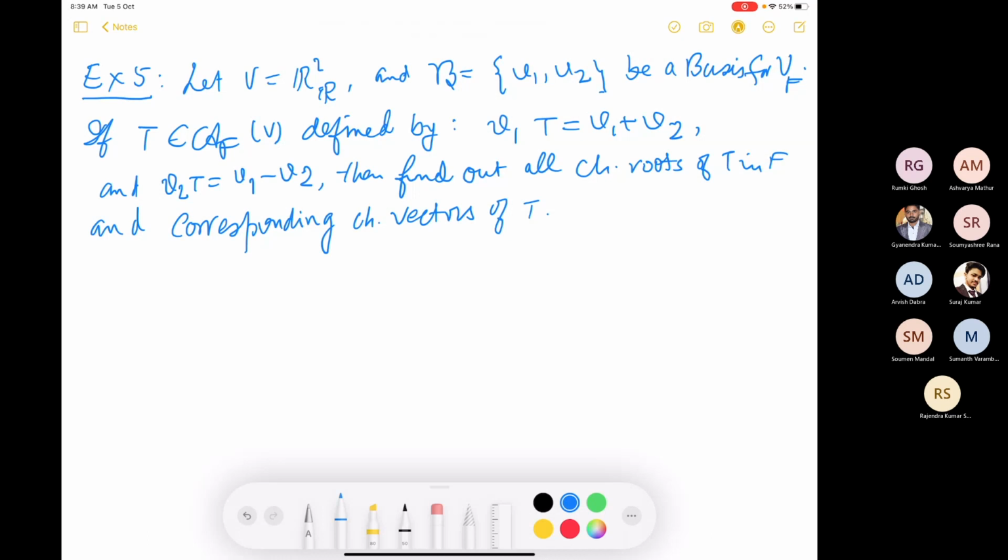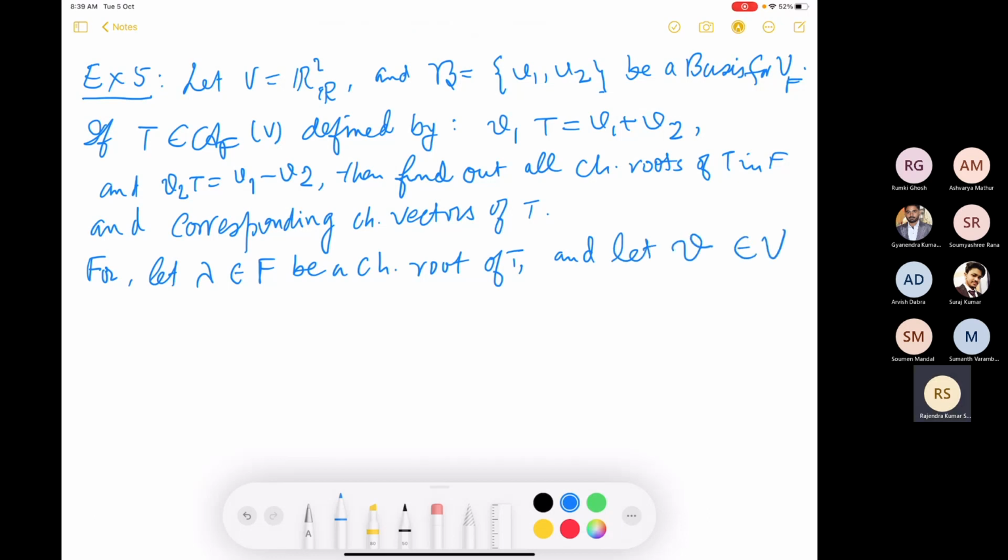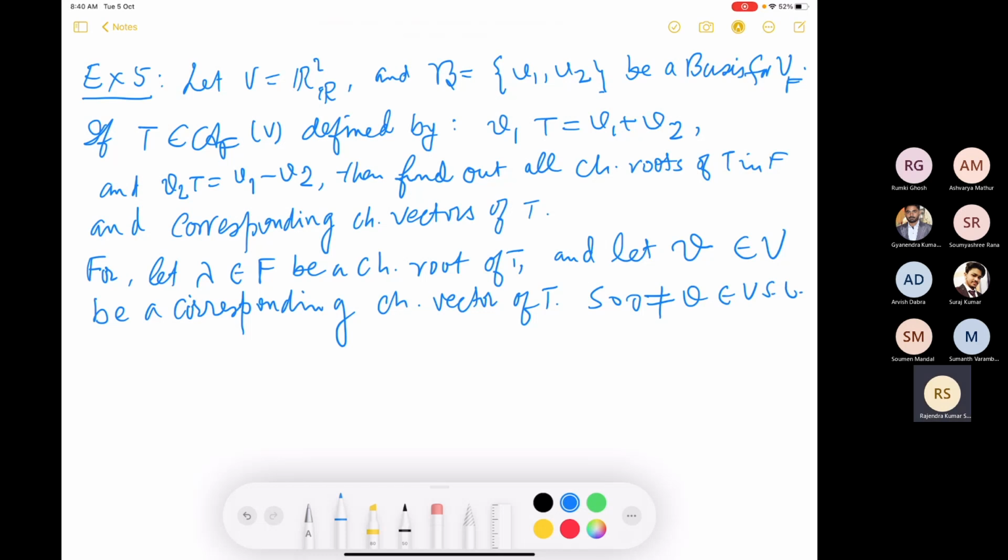So this is the problem that we want to solve. So now let us take lambda in F to be a characteristic root of T. And let us take v in V to be a corresponding characteristic vector of T. So v is non-zero such that vT is equal to lambda v. Right?